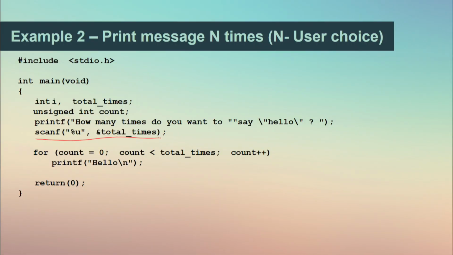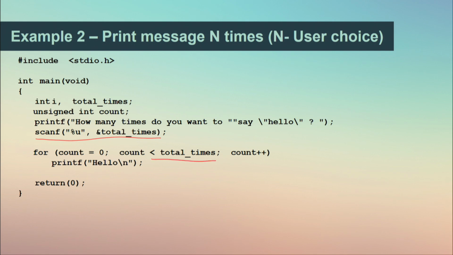So, here we can see that the total number of times, how many number of times we want to display or we want to operate the loop, can be taken as an input numeric value from the user. So, here we can see scanf percentage %u ampersand total times. So, we are asking the user to input the value as total number of times, and then we use the for loop and we check the condition for total times.